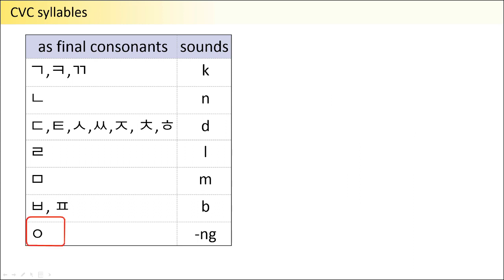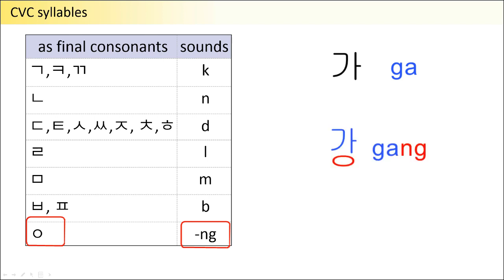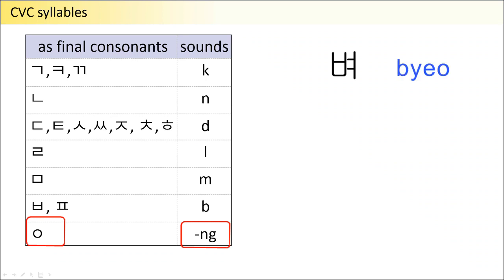There is no sound when the consonant ieung comes at the beginning of a syllable. But when it comes at the end of a syllable, the sound ng is made. It's ka. When the consonant ieung is added to it, it becomes kang. Kang means a river in English. It's pyo. When the consonant ieung is added to it, it becomes pyong. Pyong means a bottle in English.